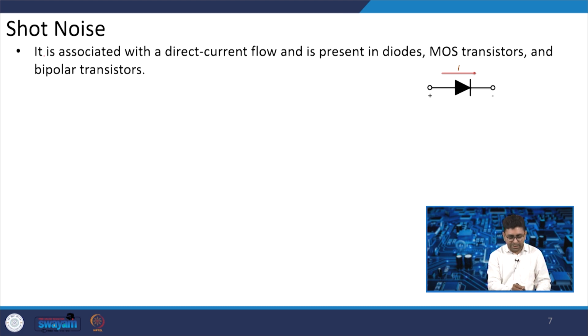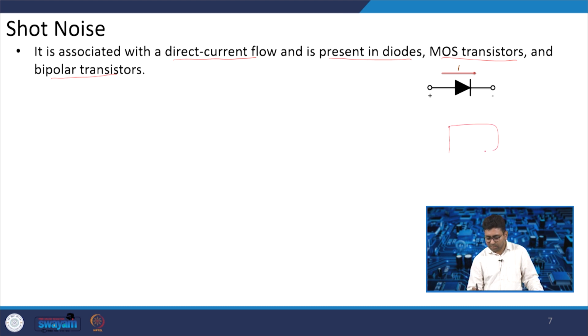So, shot noise is associated with direct current flow. It is present in diodes, and even in MOS transistors and bipolar transistors. Here the diode example is given. If there is a PN junction, there is a depletion region. This is the depletion region.